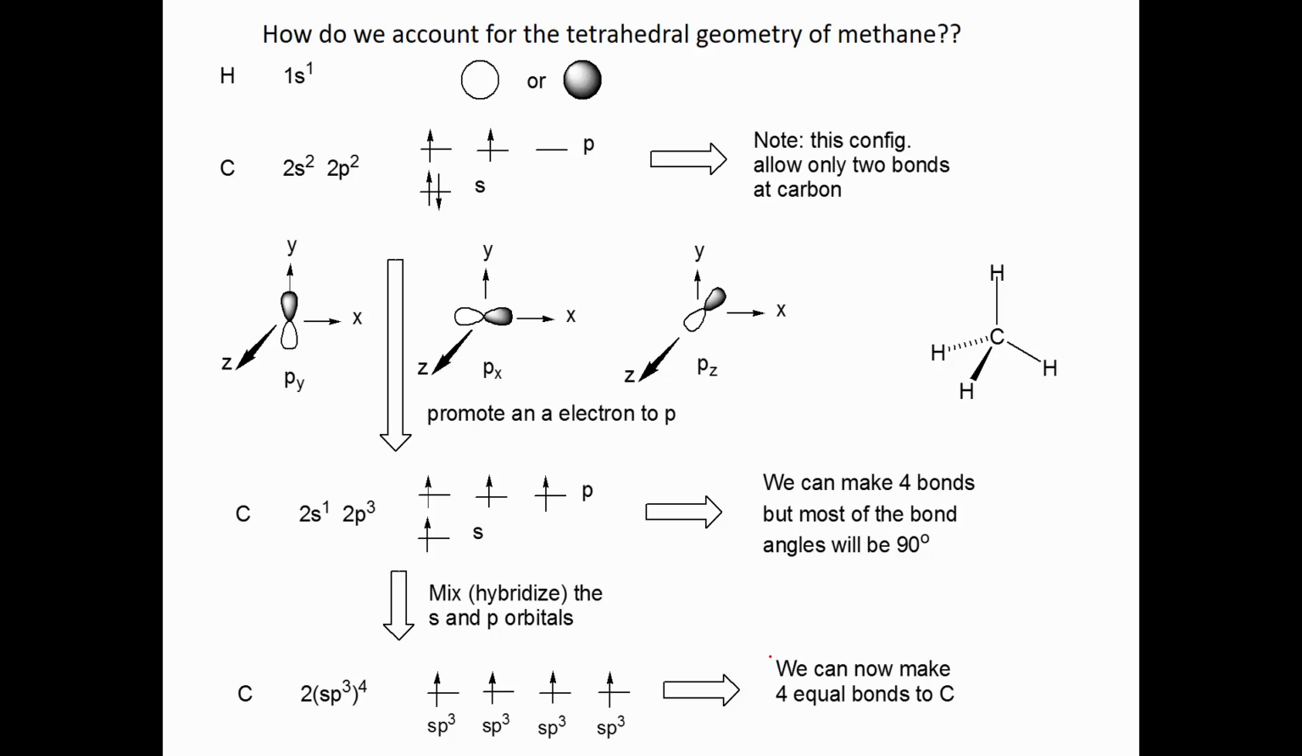All right, so let's look at some structural issues associated with hydrocarbons and with organic compounds in general. How do we account for the tetrahedral geometry of methane, shown here, the simplest organic compound? Okay, so first we need to think about a few fundamentals of valence bond theory. That's going to be our predominant way of looking at organic compounds.